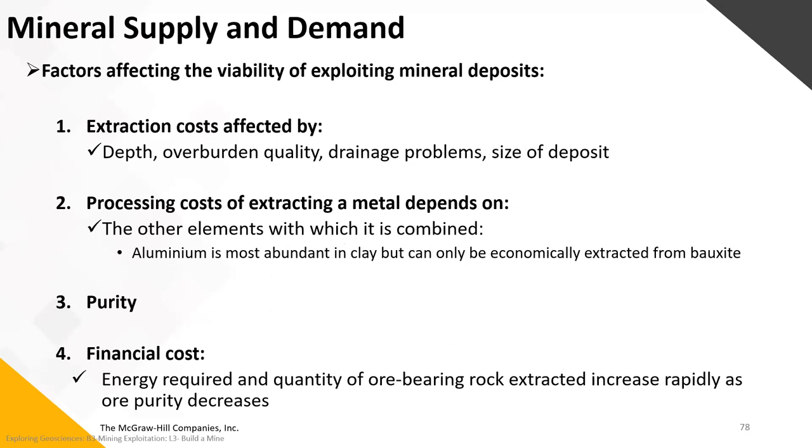So the factors affecting the viability of exploiting mineral deposits are the extraction costs, affected by, as we've seen, the depth, the overburden quality, the drainage problems, and the size of the deposit. The processing costs of extracting a metal depend on the other elements with which it is combined. A perfect example is aluminum. Aluminum is more abundant in clay, but can only be economically extracted from bauxite. The purity of the mineral deposit is important. The financial cost, the energy required, and the quantity of ore-bearing rock extracted increase rapidly as ore purity decreases.